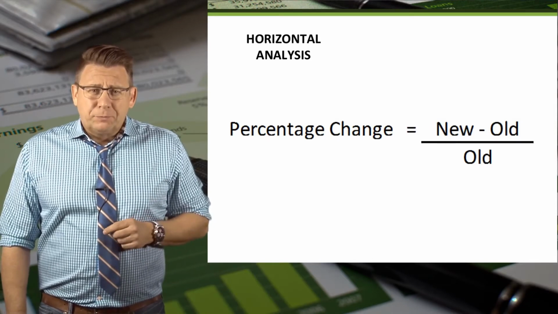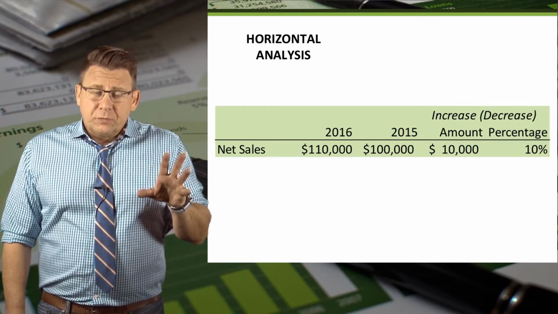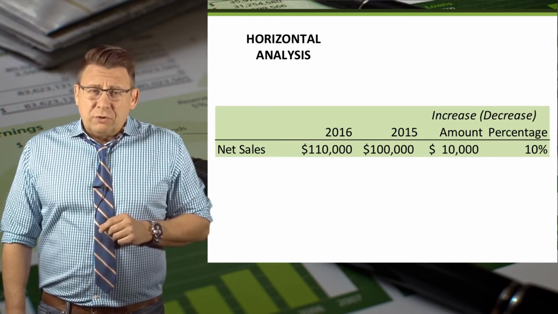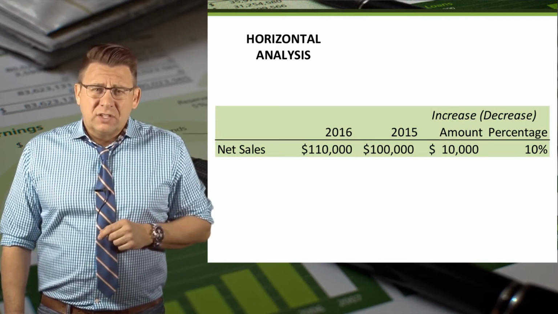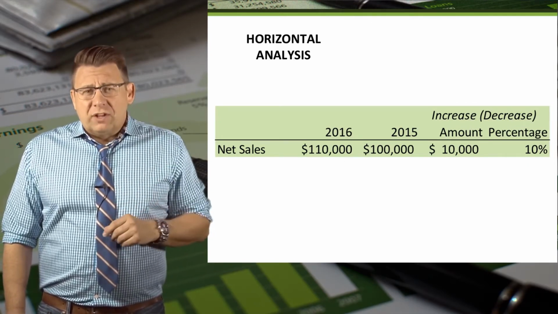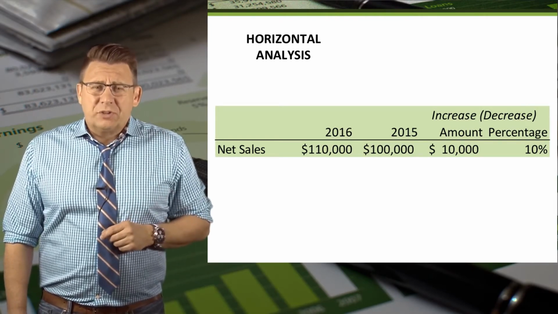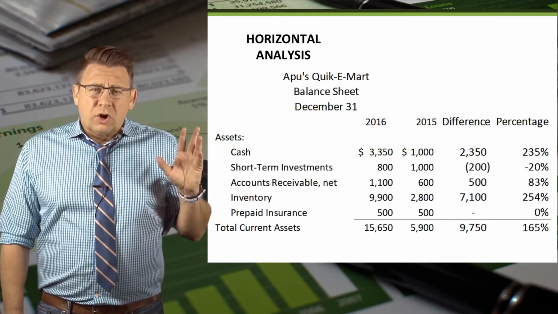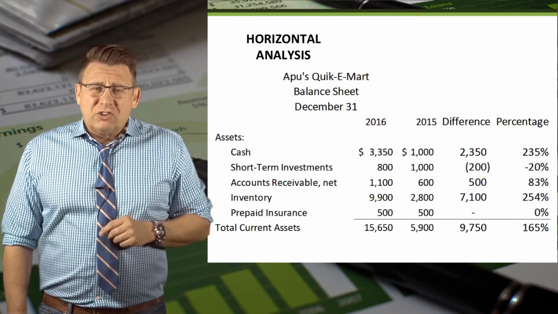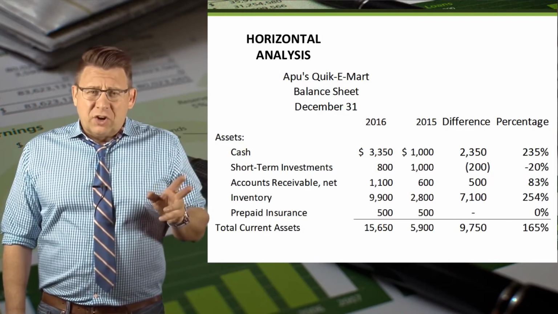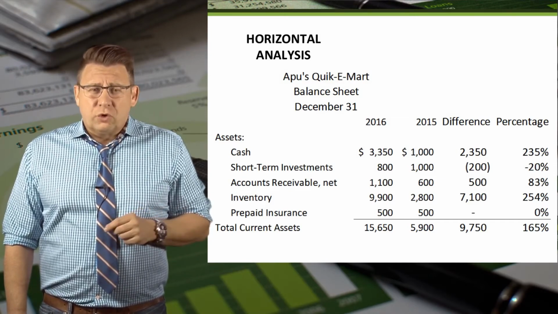Let's look at an example. Our new sales are $110,000. The old sales are $100,000. So new minus old is an increase of $10,000. Divide that by the old amount of $100,000 to see that sales increased 10%. Here is a more comprehensive example of Apu's Quickie Mart, the current assets section of the balance sheet. You can see that current assets increased quite a bit, mainly due to cash and inventory increases.